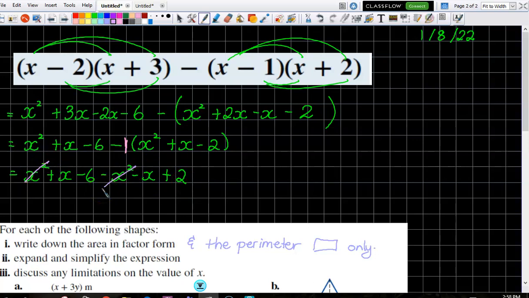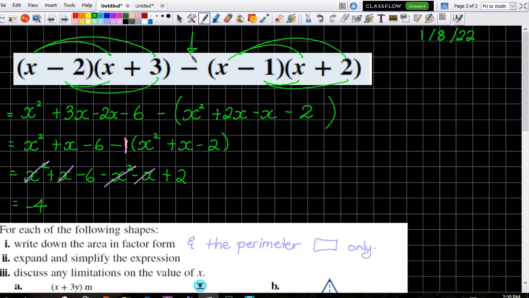No x squared. Agreed? 1x, take another x. Gone. What's minus 6 plus 2? Who can do my negatives for me? Minus 4. Okay, so really, really important that when you've got this minus here, you expand the brackets, but you have it in a bracket, and then you take through that minus. Agreed?